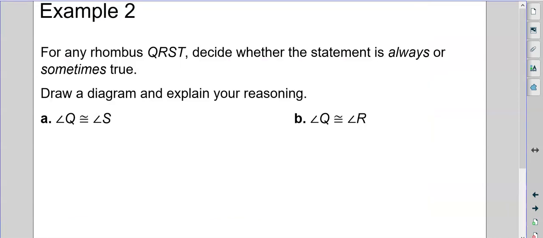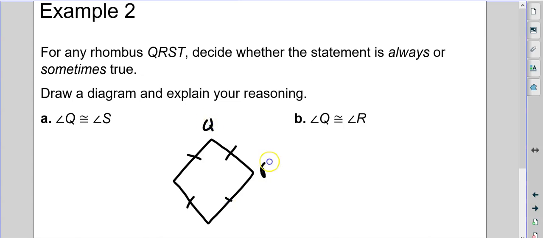All right, for any rhombus, QRST, decide whether the statement is always or sometimes true. So real quickly, I'm going to make a rhombus, and I'm going to try to make it all equal. It's not really well drawn. I apologize, but work with me here. All right, so QRST.